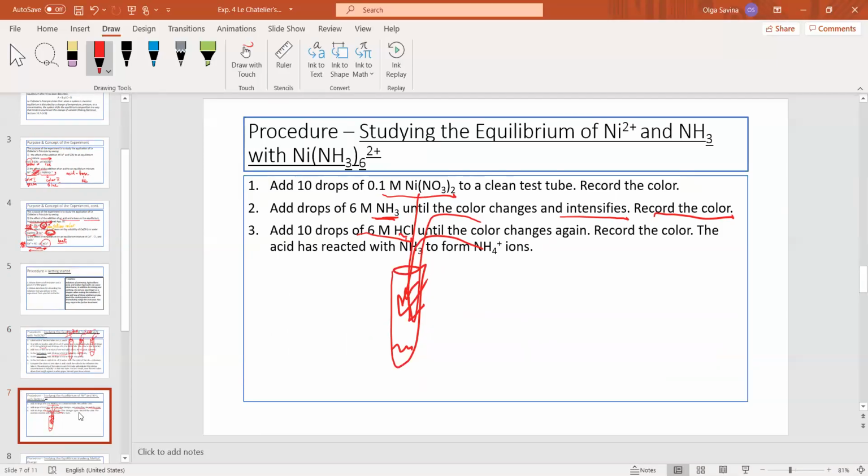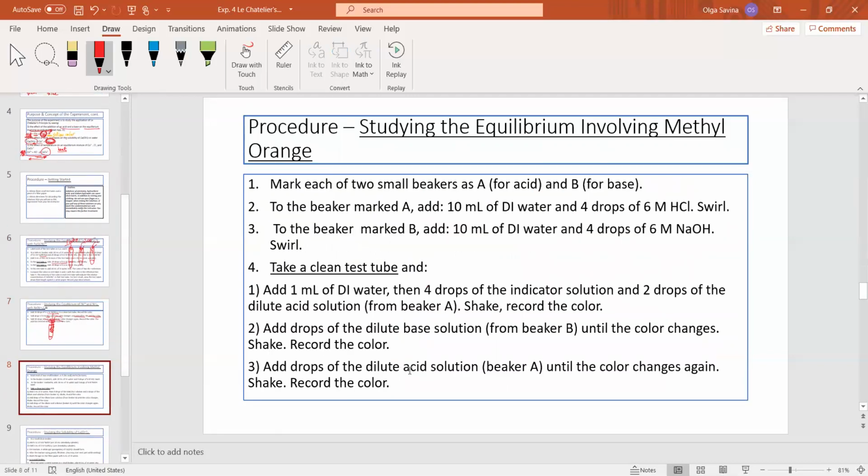Remember, we discussed that acid will react with the base, and the concentration of a base will be decreased and it will affect the equilibrium. Okay. Next, we will study the equilibrium involving methyl orange.